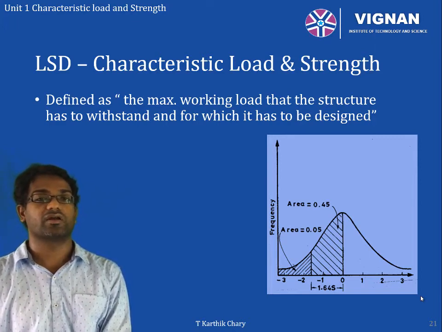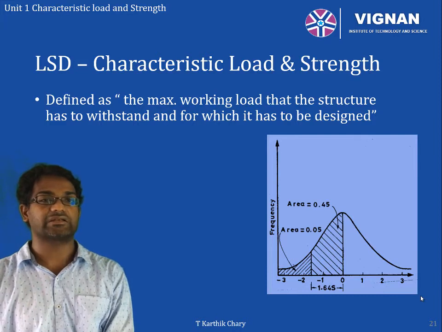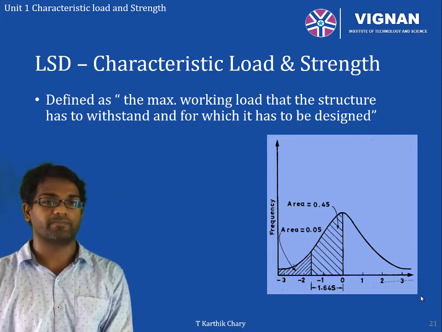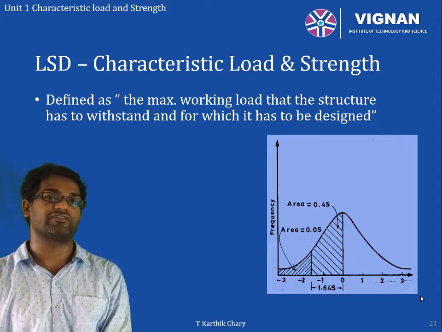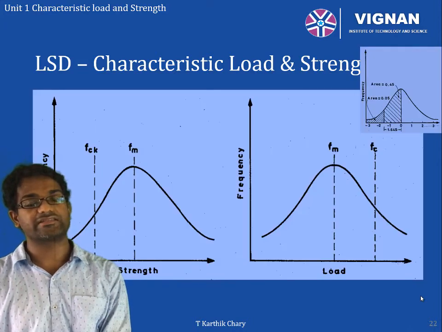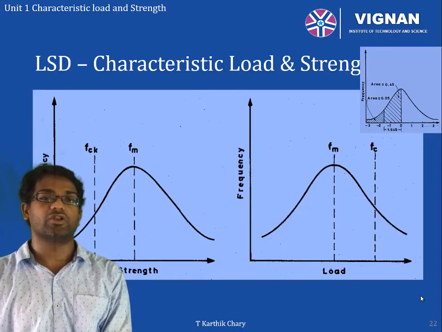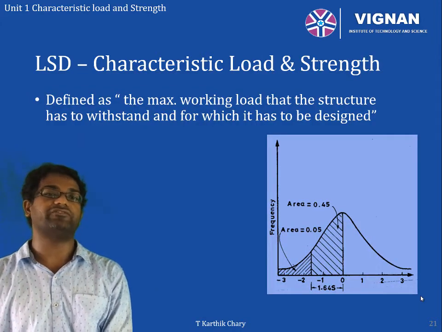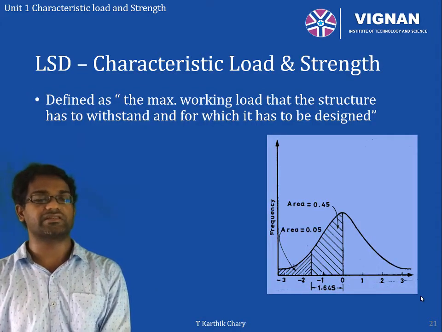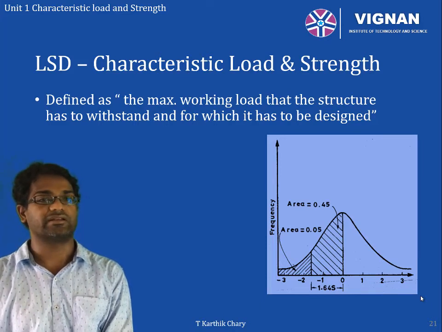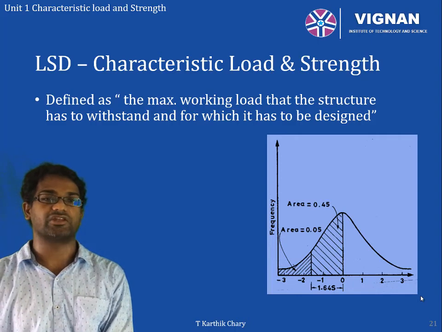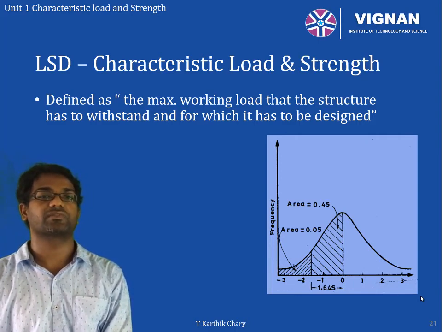So if you take any structure and start plotting the load taken by the member, it absolutely fits the normal distribution curve. So characteristic load is defined in such a way that the load should always fit within 95% of this curve. 5% is not expected to fall, but 95% of whatever value you are taking for your design should be in the range.